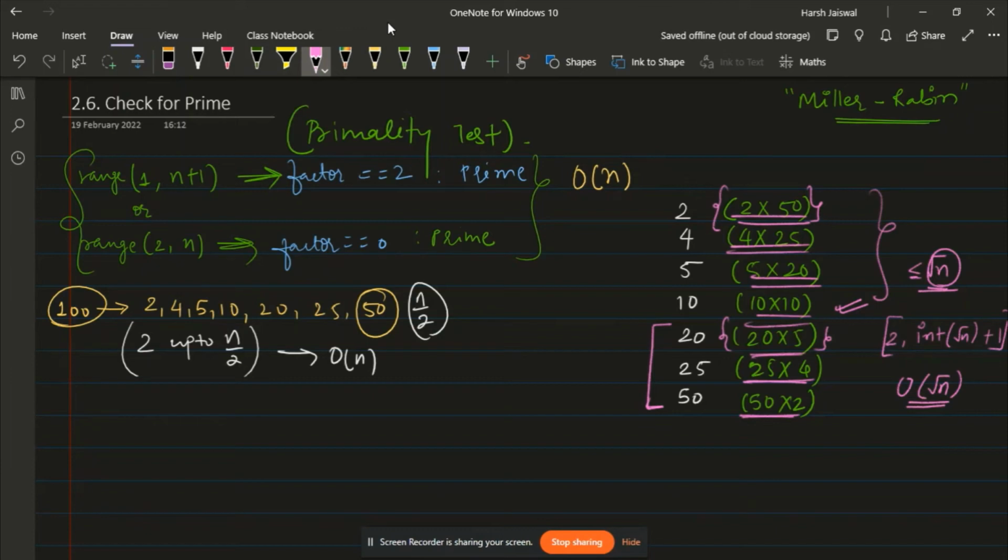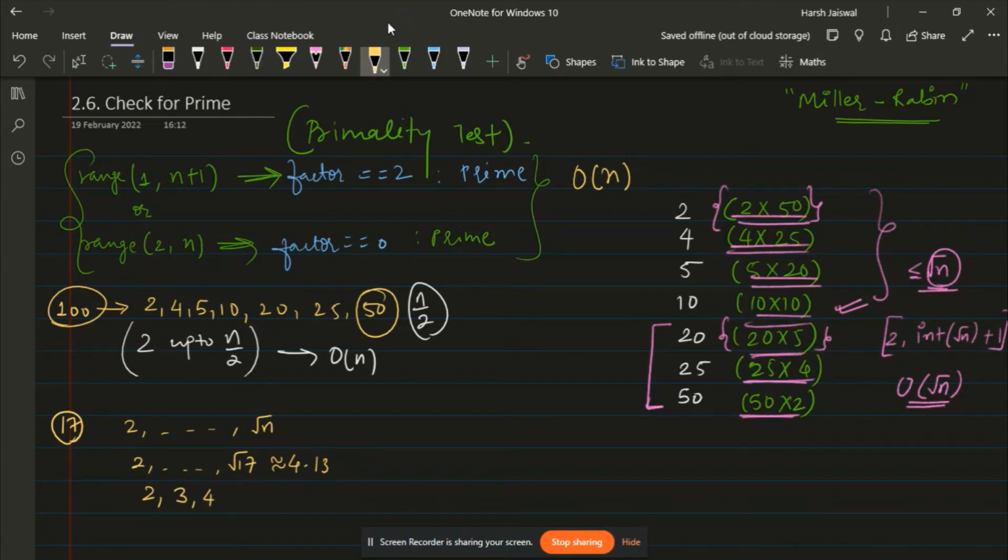Now again, let us take one more example, 17. Let us check primality of 17. We are going to go from 2 to root n, that is from 2 to root 17. I just calculated and found that root 17 is approximately 4.13. So approximately 4, we're going to consider the integer. So we need to go till 1, 2, 3, 4.